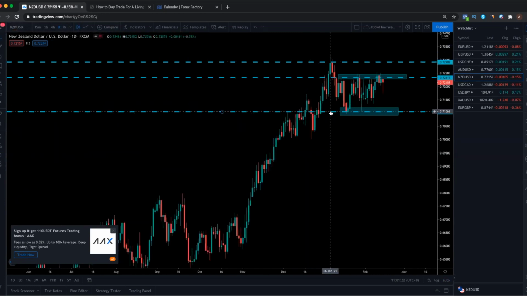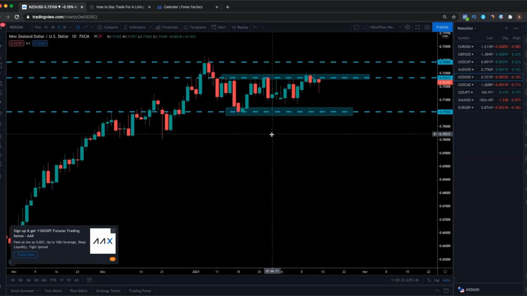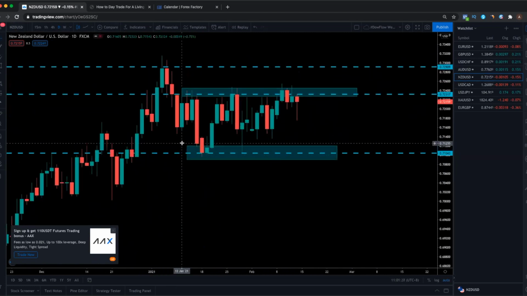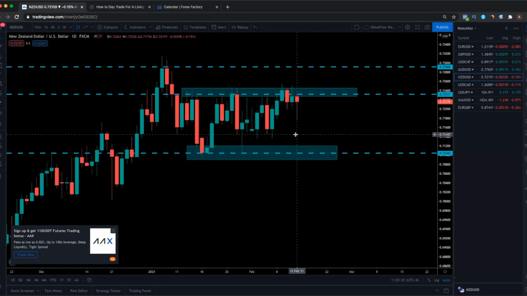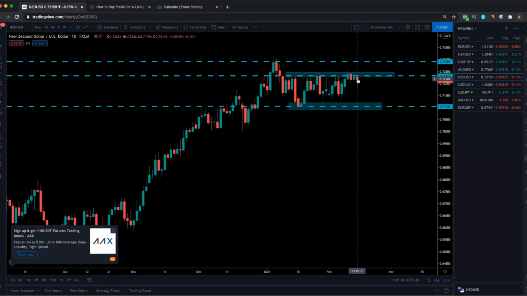So Kiwi dollar is very similar to the Aussie dollar as well. It's an uptrend in the long term. But if you look at it since 12 June, which is almost been a month because today is the 14th of February, price has been consolidating between this high and this low. Now, there's nothing wrong with selling at high and buying at the low because in a ranging market, you want to be buying low and selling high. There's nothing wrong with that.